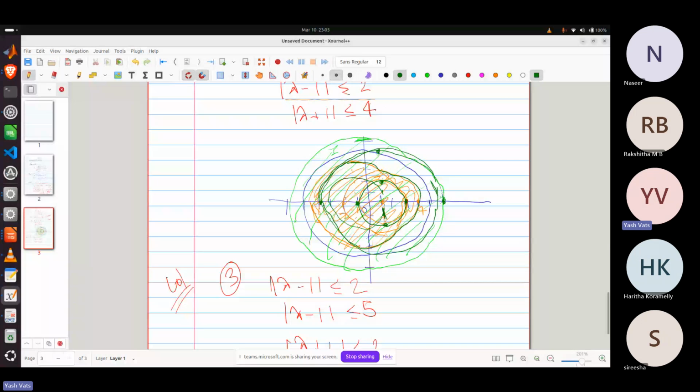Is this clear now? This is the whole region that I'm showing where the green, I just show with the pink. This is the pink region. Is this clear? So finally, we have to take the intersection of all.